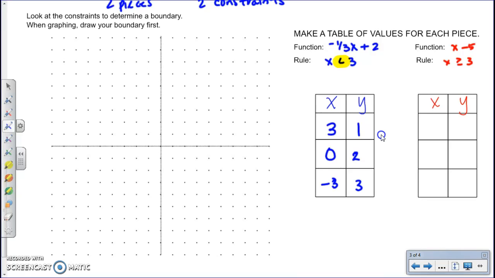So now let's graph this. This is a linear function, so it's going to be a straight line. We know it's linear because there are no exponents on our variable. So I'm going to draw a straight line connecting these three ordered pairs.